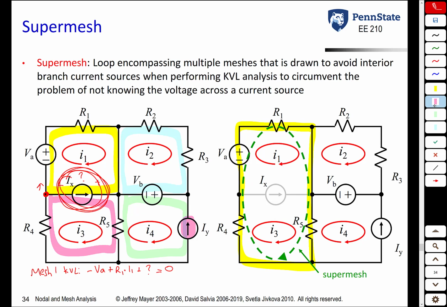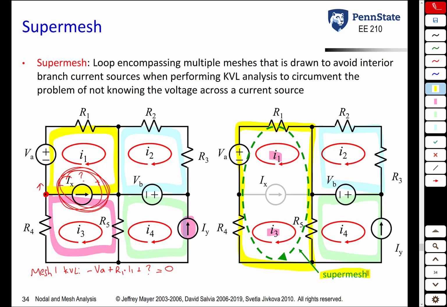Notice we still have 2 separate mesh currents, I1 and I3. You don't just create a single current, it's 2 separate currents, I1 and I3, but it's a single loop. And then we're going to keep this mesh and this mesh. So this yellow loop is what we now call a supermesh.